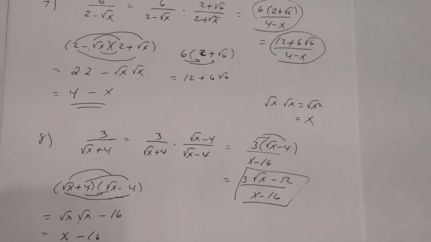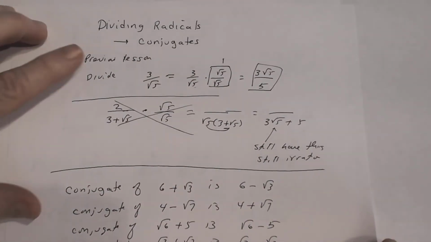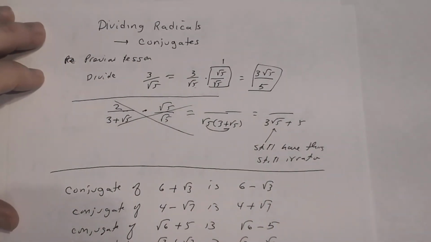And so that's it. Okay, so that is our study on rationalizing dividing radicals by using the idea of conjugates. All right, so that's the end of this lesson.